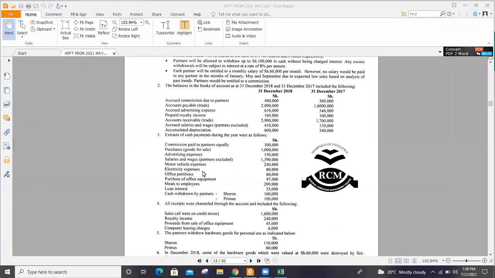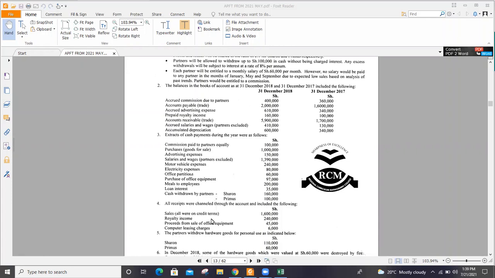WTA at what rate? 10. Effective 2020, that is 10%. Purchase of office equipment? Allowable. WTA is allowable 10%. Meals to employees? Allowable. Loan interest? Allowable. Cash withdrawn by partners? Disallowable. Cash drawings don't appear anywhere in the income statement anyway.